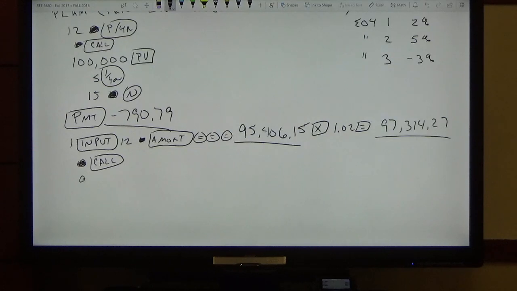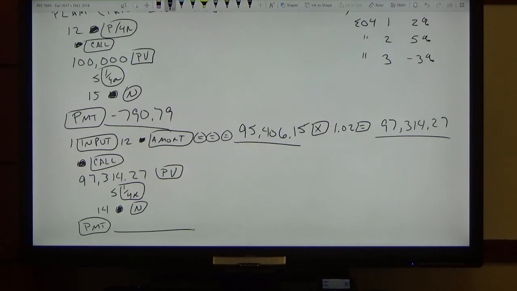Now your new loan amount is going to be $97,314.27. There is no new interest rate, it's the same interest rate, so that's going to be 5% still. But your term is now going to be what? 14 years. And so you will have a new payment amount.